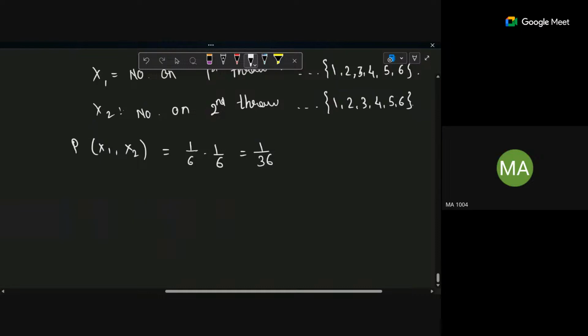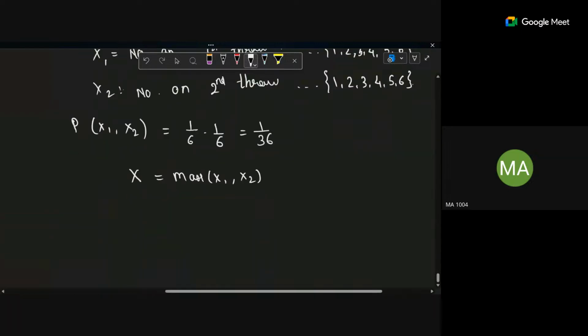Yes. Okay. Now we have to define a random variable X, which is nothing but the maximum of X1 and X2. So what will be the range for this new random variable capital X? 1 to 6, ma'am. Again 1 to 6.